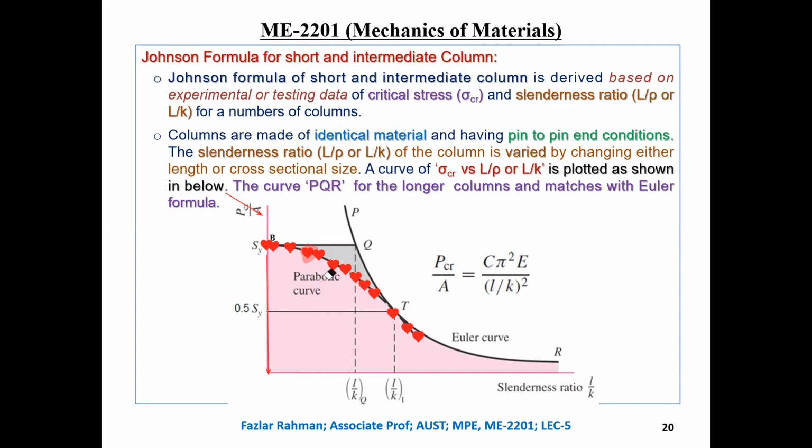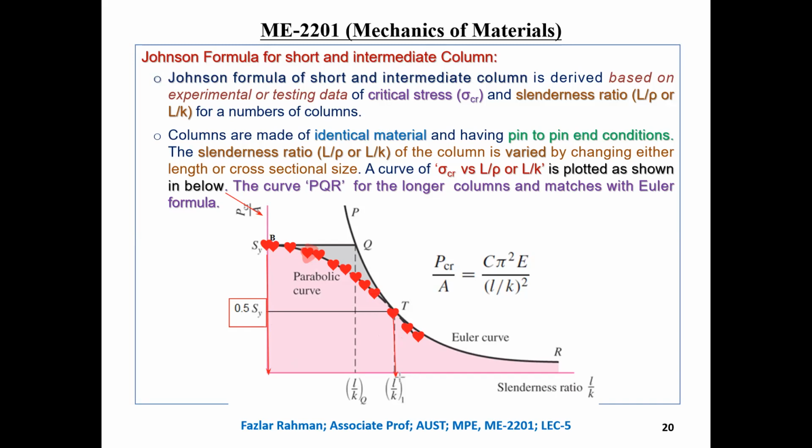And then he found that when this line touches at point T, the stress is about half of SY, that means 0.5 sigma y, half of the yield strength. And then what will be the L by K ratio? Then he just went down toward the bottom. He saw that L by K is this much. Now he is trying to figure out the equation of line BT.